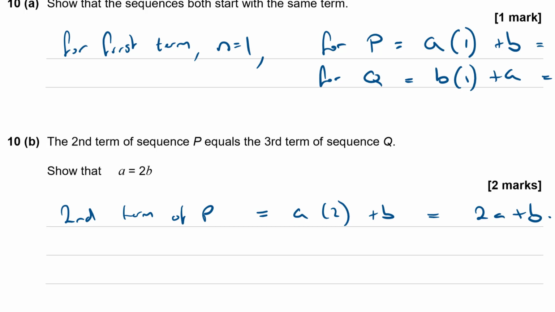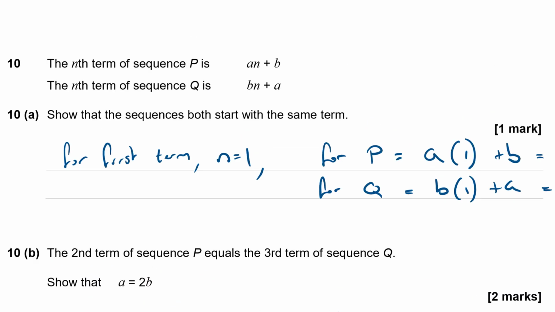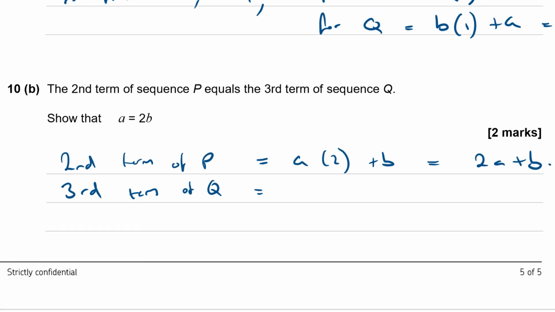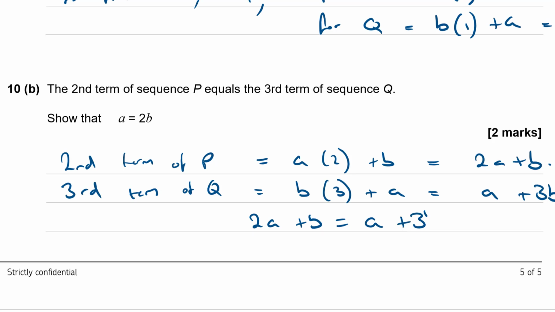Okay, and my third term of Q is equal to bn plus a, where n is 3. So it's going to be b lots of 3 plus a, which is a plus 3b. Okay, and we're told that these two things are equal to each other. So 2a plus b is equal to a plus 3b.